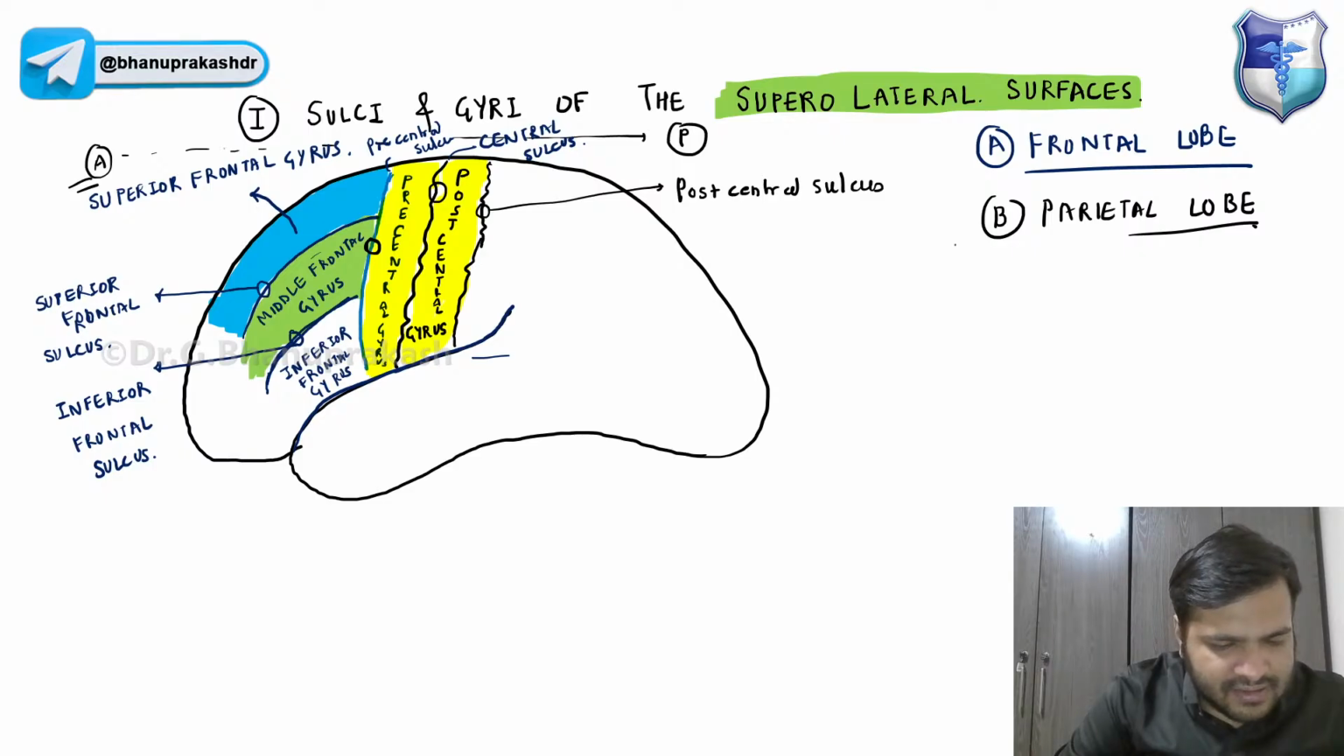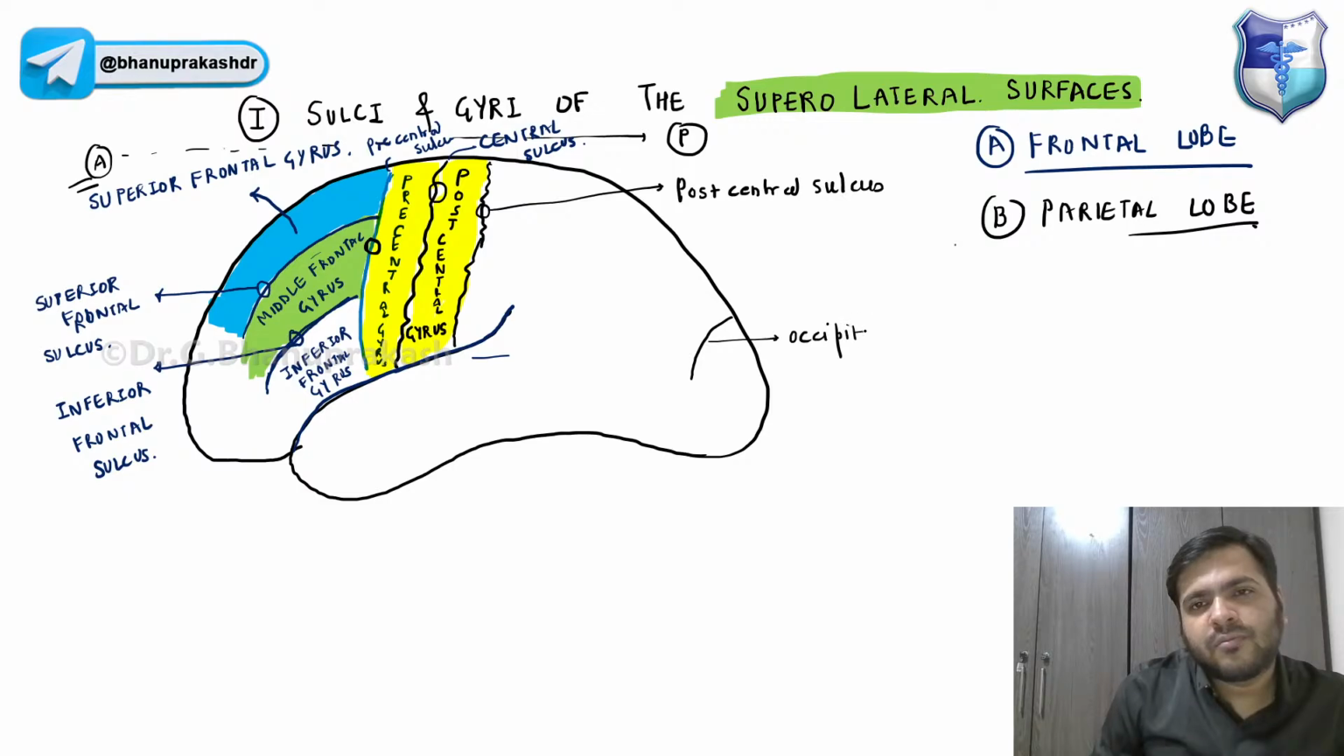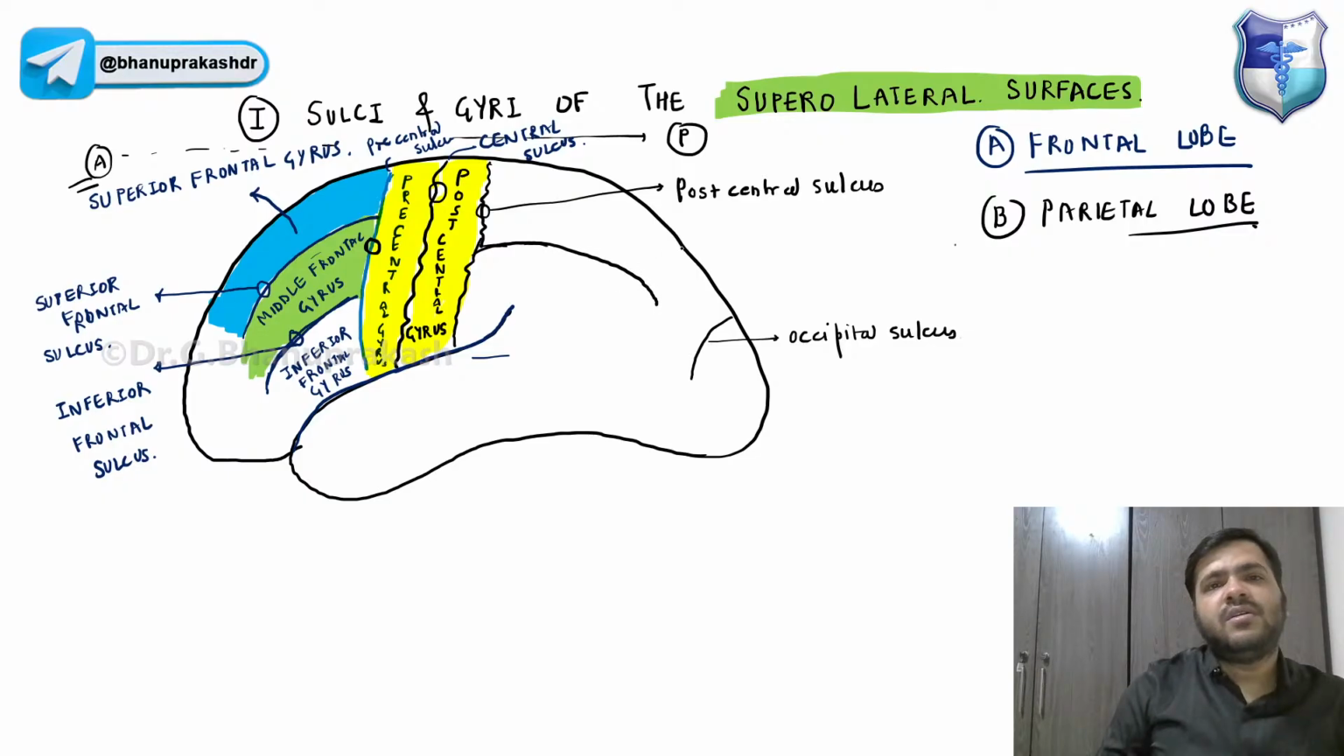Now, guys, we have another sulcus that is called the interparietal sulcus, right? Behind, guys, you already know, we have an occipital sulcus, right? So interparietal basically will be coming from the middle of this post central gyrus, and it will be dividing the parietal lobe into two. And it is ending onto this occipital sulcus.